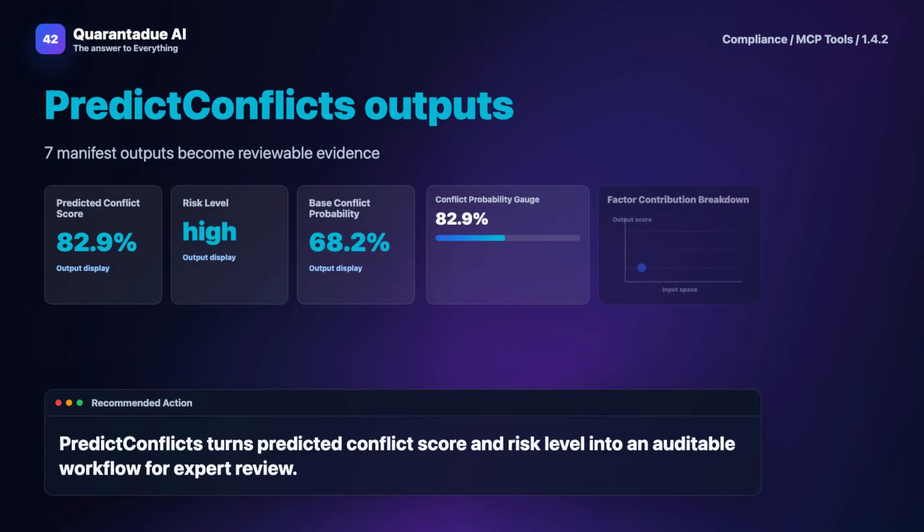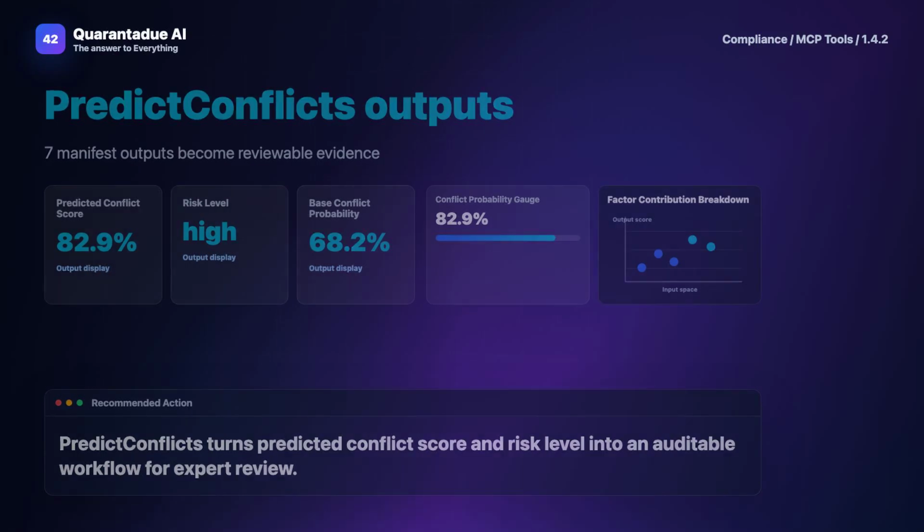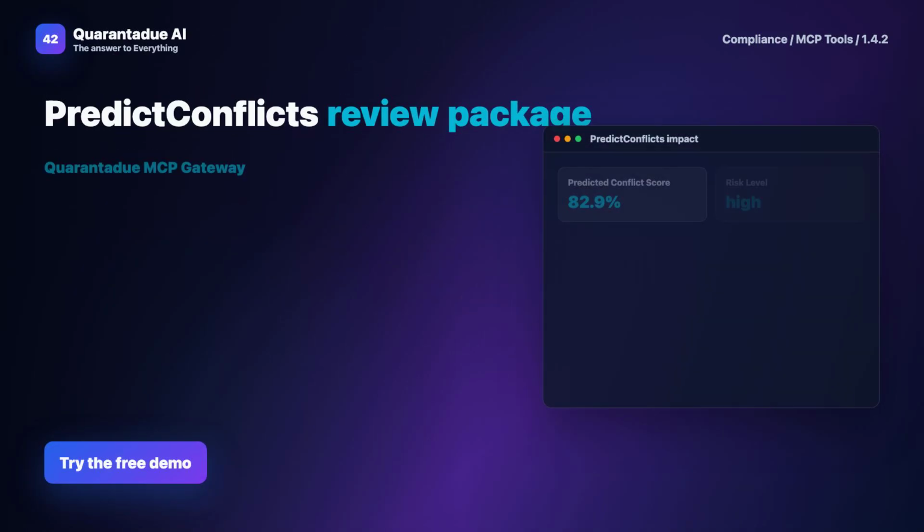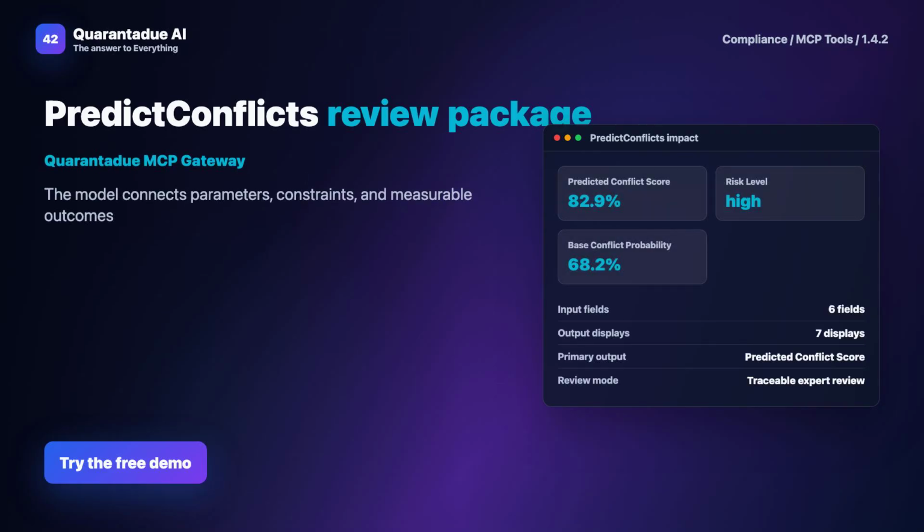Predict Conflicts returns structured outputs such as predicted conflict score, risk level, base conflict probability, enforcement multiplier, and conflict probability gauge. These outputs are designed to support review, reporting, comparison, and follow-up actions. The value of Predict Conflicts is not just automation. It is a controlled way to turn repeated compliance work into a documented business process with clear inputs, transparent logic, and reusable outputs.